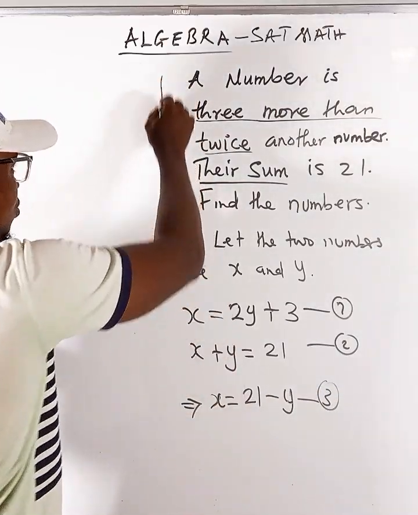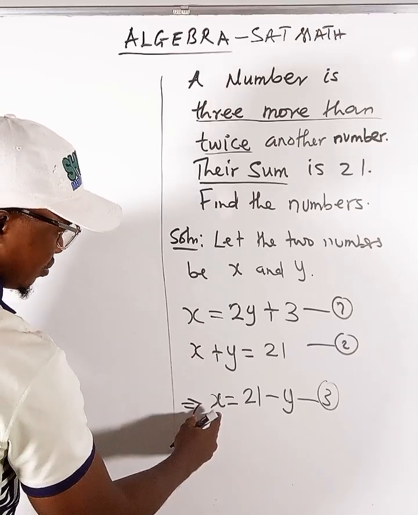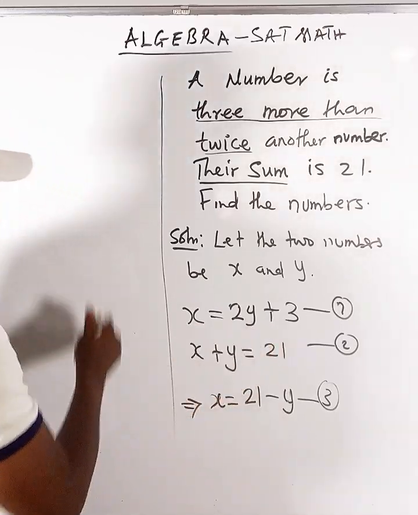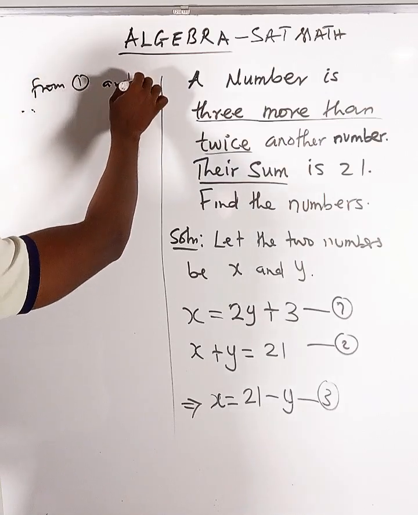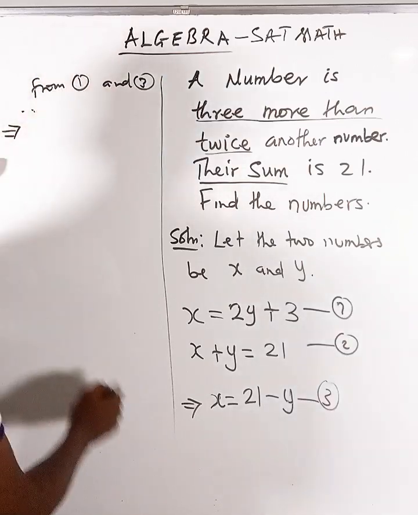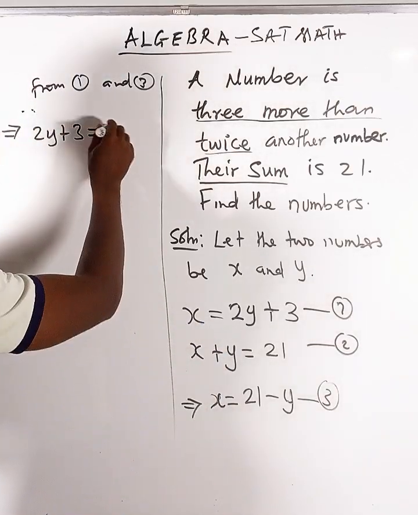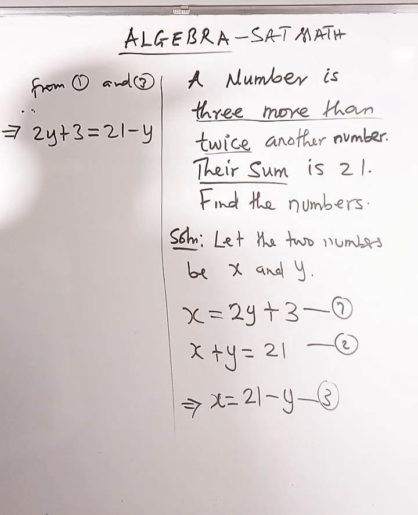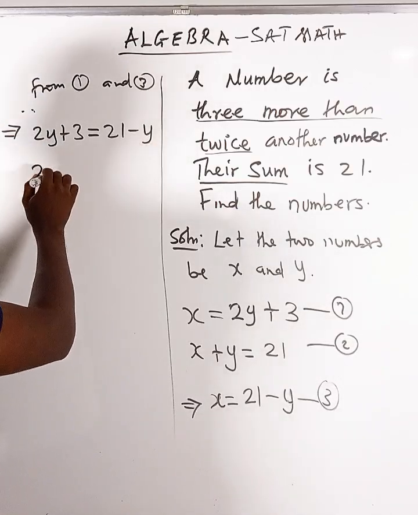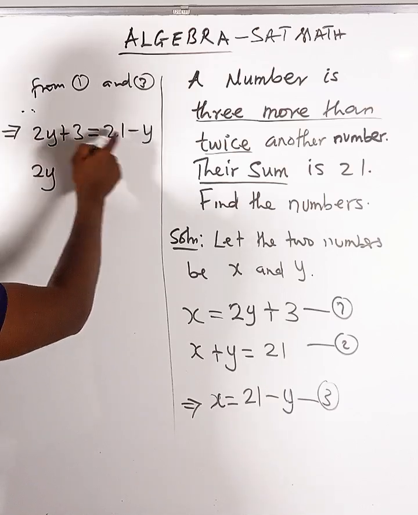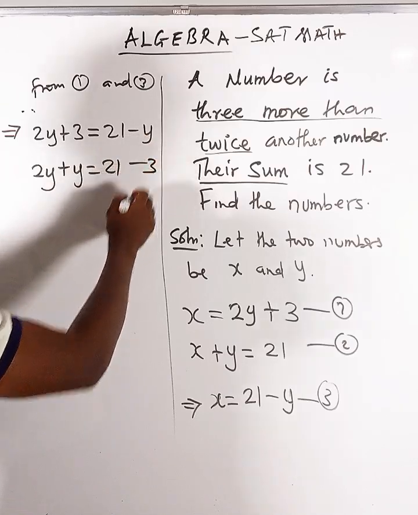Are you following? So from there, since we have this to be X and we have this to be X, we can equate these two, from 1 and 3. So we can have 2Y plus 3 equal to 21 minus Y. Add Y to both sides, we have 3Y plus 3 equals 21. Then transpose the 3 to this side.